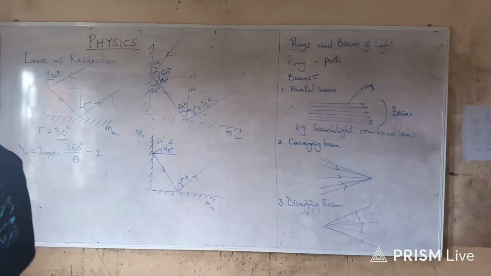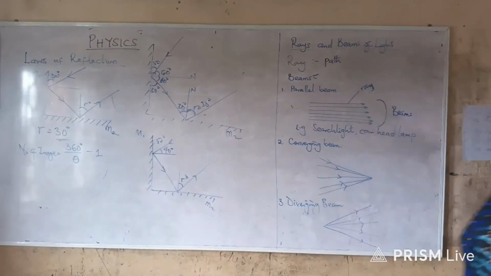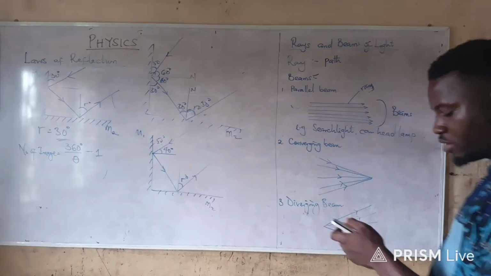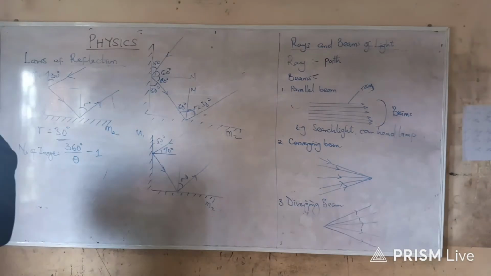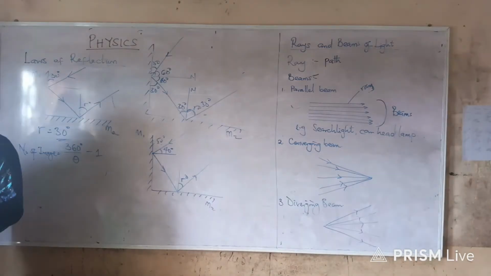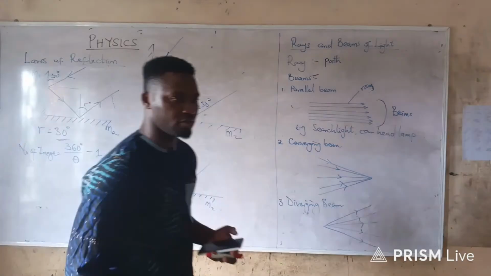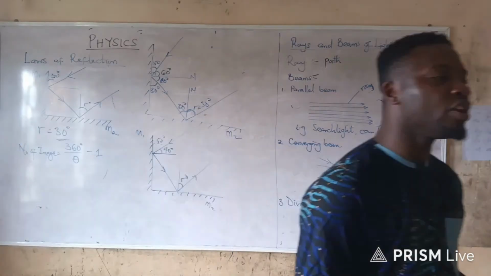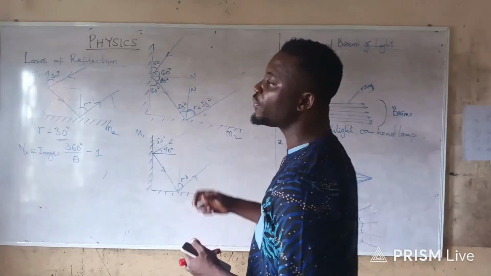Write this question, everybody. A mirror is inclined at an angle of 60 to each other. Find the number of images formed.